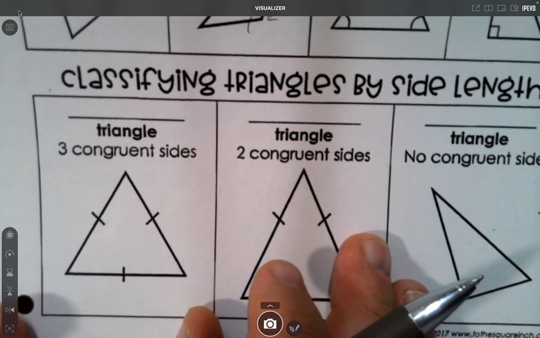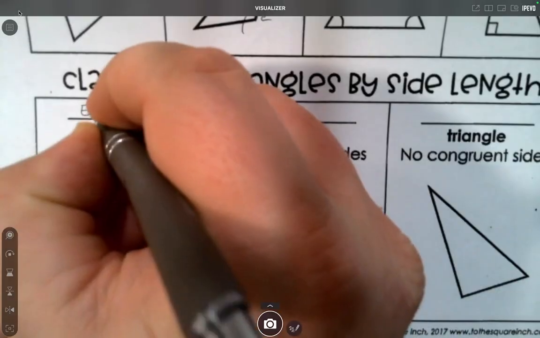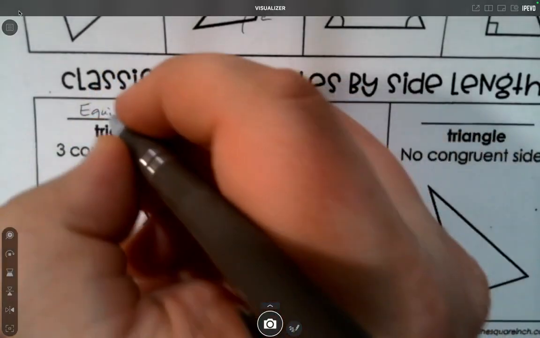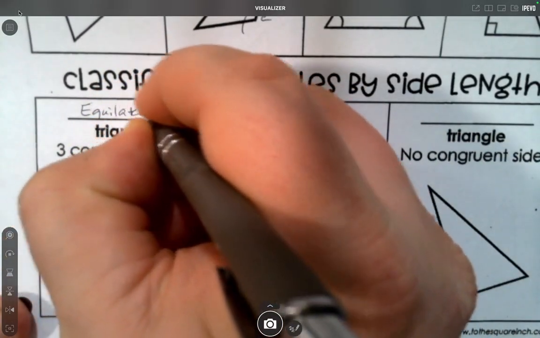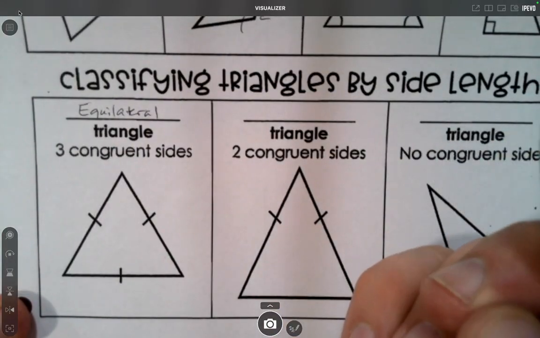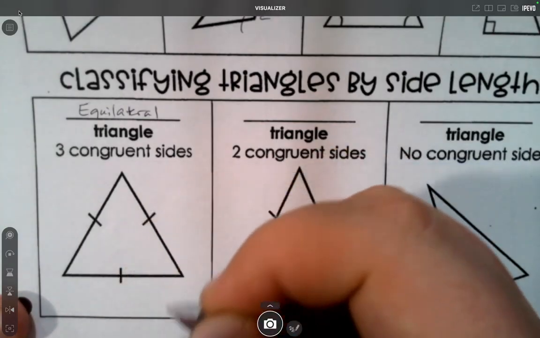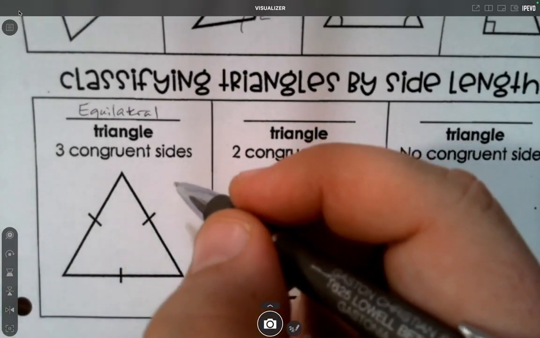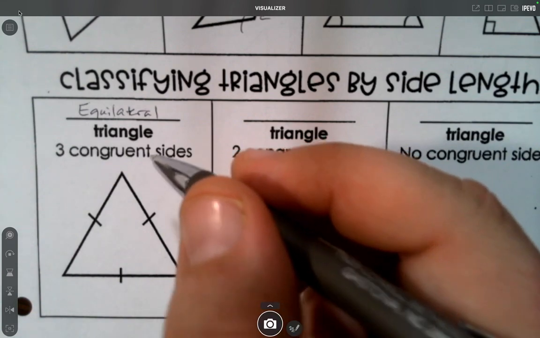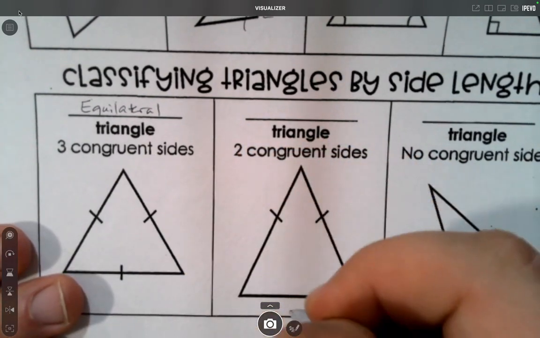Now we talk about the sides. First, equilateral. So equa means equal, lateral refers to the sides. So when all three sides are congruent, then it's also called equilateral. When two sides are congruent, but not the third.